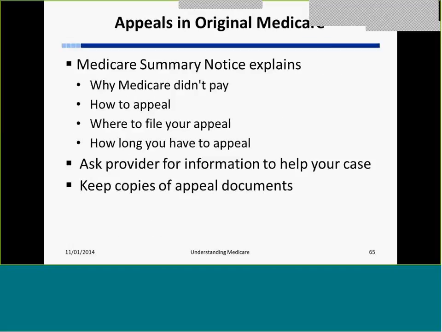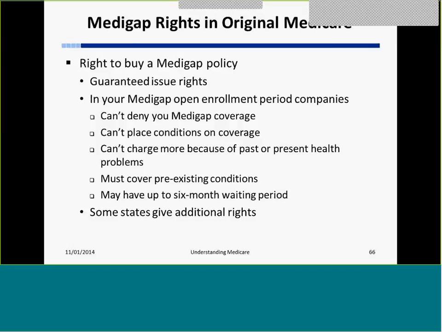Again, the Medicare summary notice explains why Medicare didn't pay, how to appeal, where to file your appeal, how long you have, and so on and so forth. Always keep copies of appeal documents. So, Medicare supplement or Medigap rights in original Medicare. You have the right to buy a Medigap policy with guaranteed issue in certain situations. In the Medigap open enrollment period, companies cannot deny coverage, place conditions on coverage, charge more, have pre-existing conditions, or have a 6-month waiting period. Okay?